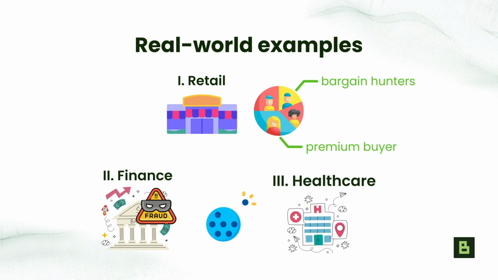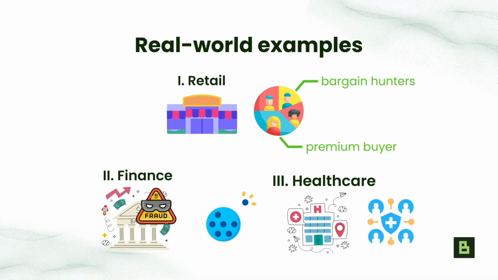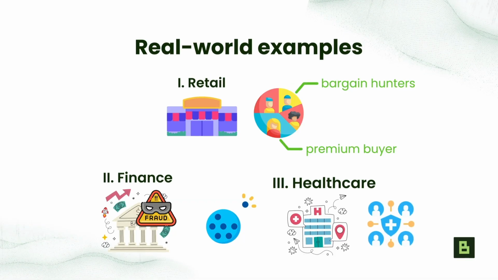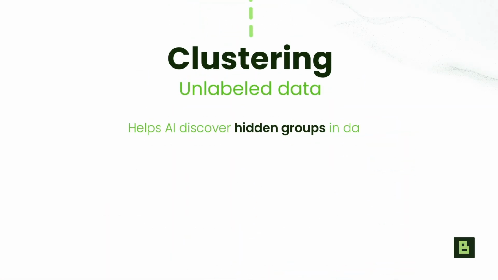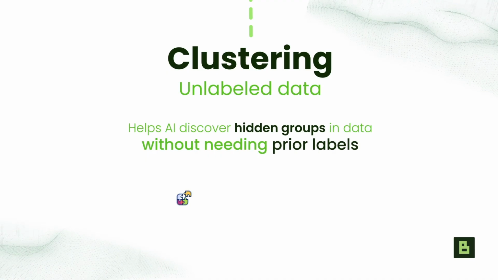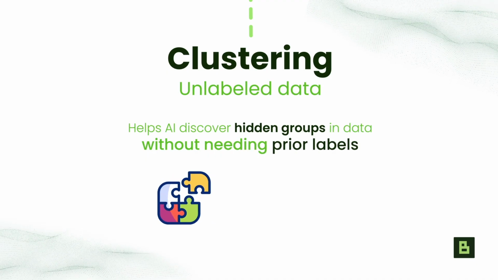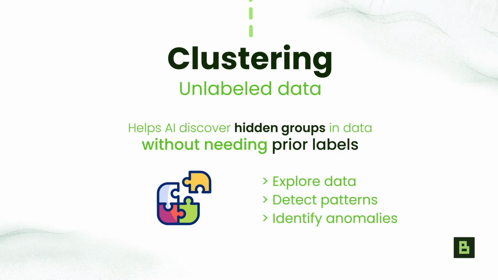In healthcare, clustering analyzes patient data to identify subgroups with similar symptoms or risk factors, helping to create targeted treatment plans. So, to recap, clustering helps AI discover hidden groups in data without needing prior labels. It's like being handed a jigsaw puzzle without a picture on the box. Clustering helps find which pieces naturally belong together. This technique is especially useful when you want to explore data, detect patterns, or identify anomalies.